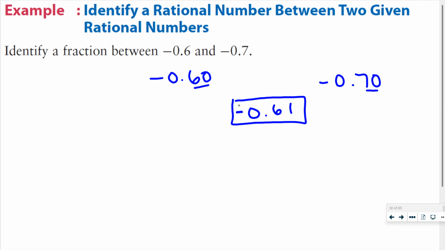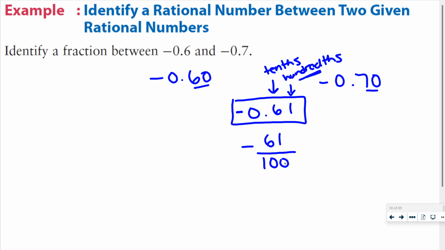I just now have to write it as a fraction. So I'm going to use place value to help me. So negative, now I'm going to use the 61 in the numerator, and in the denominator goes the place value. So let's talk about place value after a decimal. The first number after a decimal is the tenths. Second number after the decimal is hundredths. So this is said as negative 61. What's the biggest one? Hundredths. So that would be the fraction that's in between there.